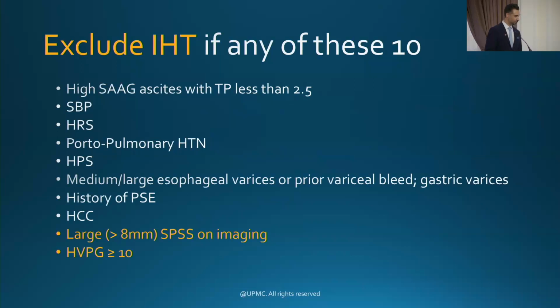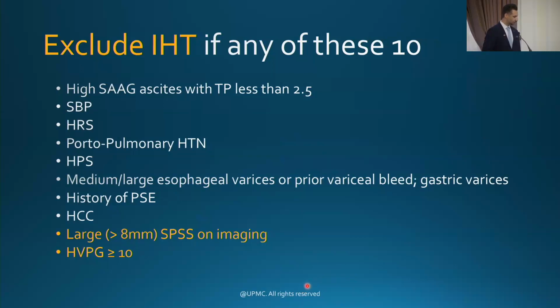But here it is. So what you do is you exclude isolated heart transplant if you have any of these 10 things: high SAAG ascites with a total protein less than 2.5, SBP, HRS, portopulmonary hypertension, HPS, medium to large esophageal varices or prior variceal bleed, history of encephalopathy, HCC. Now, this is not that complicated. This is basic stuff for a transplant hepatologist, but here's where it gets a little intriguing.